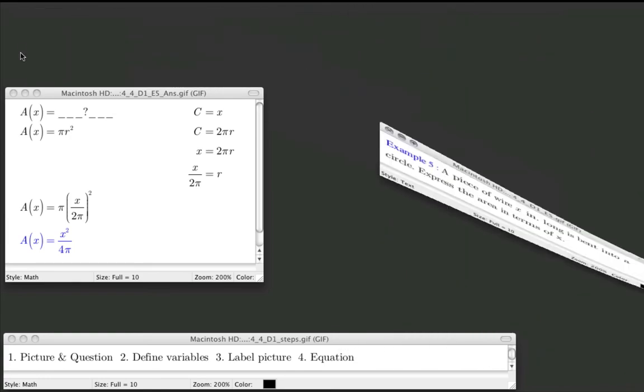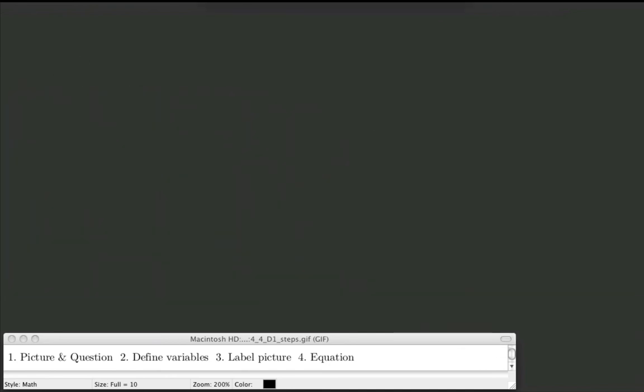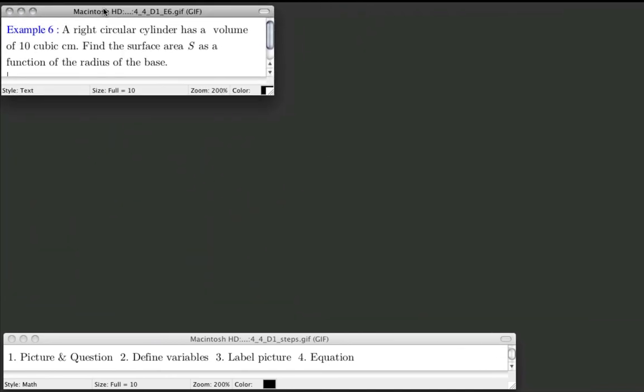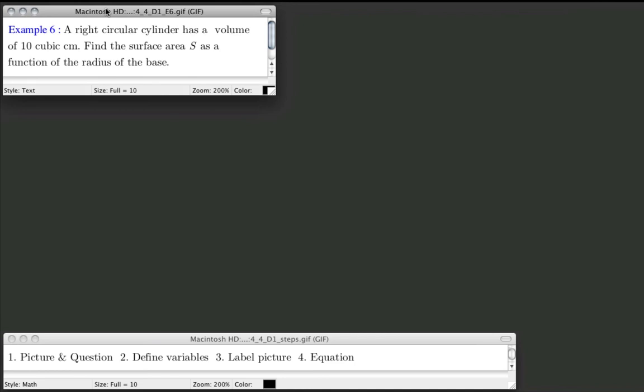Example 6 is more geometry, and this time it's a right circular cylinder. I'm given a volume of 10 cubic centimeters, and I need to find the surface area as a function of the radius of the base.